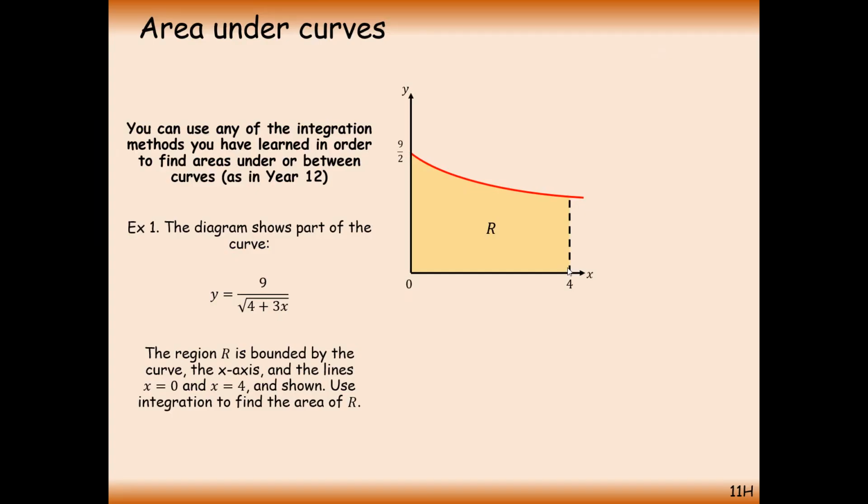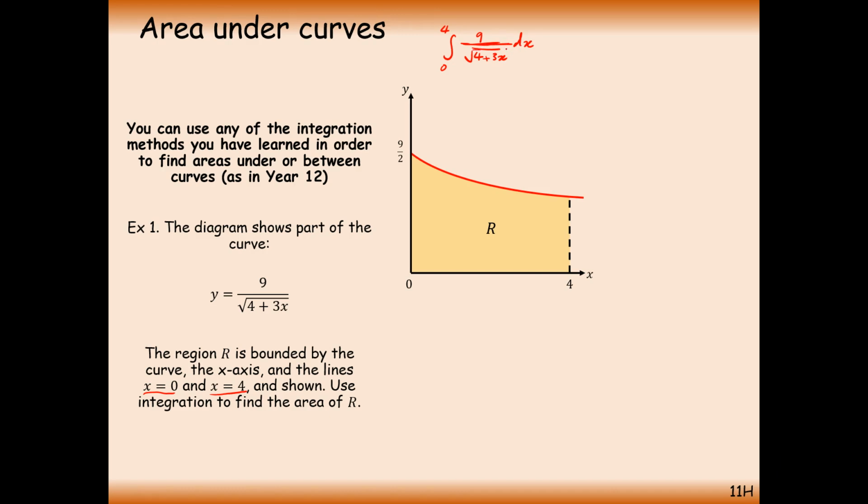Right, in this first example, we've been asked to find the area under the curve with the equation of 9 over the square root of 4 plus 3x, between x values being 0 and 4. Okay, so we are going to solve a problem where the upper and lower limit of x are 0 to 4 and the integral is 9 over root 4 plus 3x with respect to x. How can we solve this?